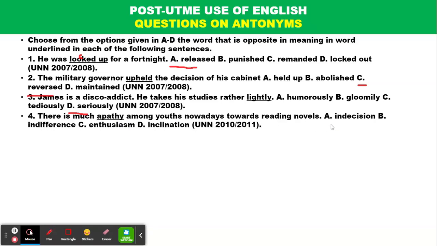Okay, so let's look at the options. A, indecision. B, indifference. C, enthusiasm. D, inclination. Of course, because we are looking for the opposite, the correct option is C, enthusiasm. When you are enthusiastic about something, you are interested in it. When you are unenthusiastic, then you are apathetic. You have apathy for it. So the opposite of apathy is enthusiasm here.